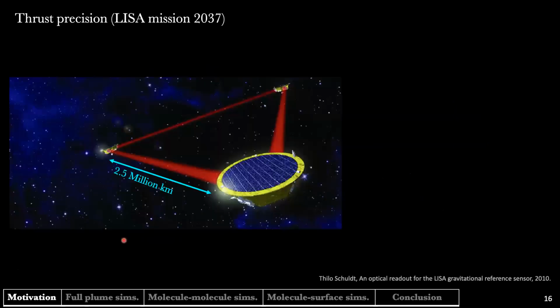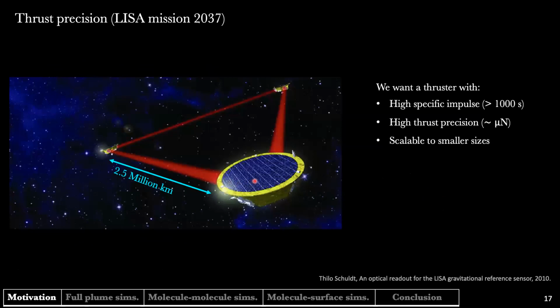For example, if we take this mission, the LISA mission that is planned for 2037, in which we have three spacecraft away from each other by a distance of 2.5 million kilometers. Each one of them has to send and receive a laser signal. And the precision and stability requirements are very high for this mission. So we want a thruster with a high specific impulse, a high thrust precision, and scalable to smaller sizes. And for all these reasons, the European Space Agency has chosen the electrospray thrusters to be used for the LISA mission.